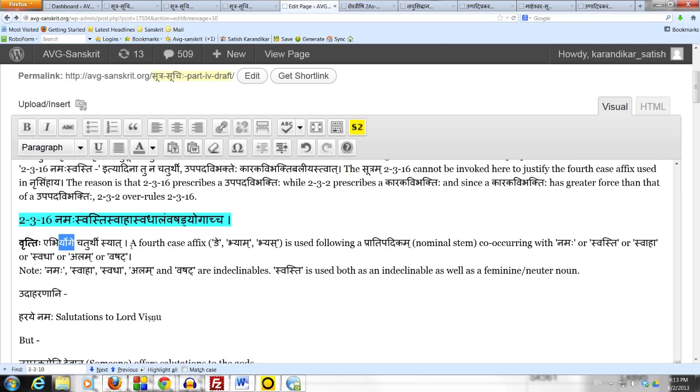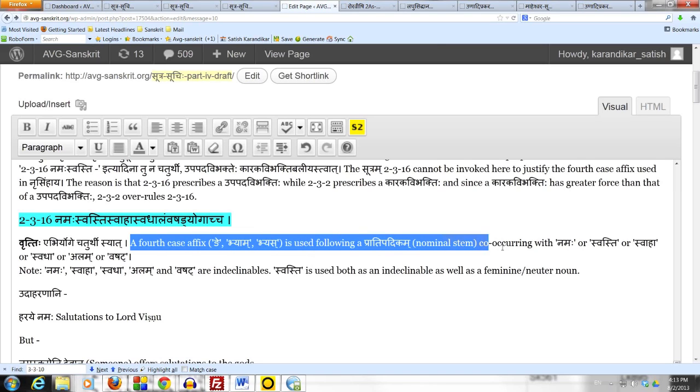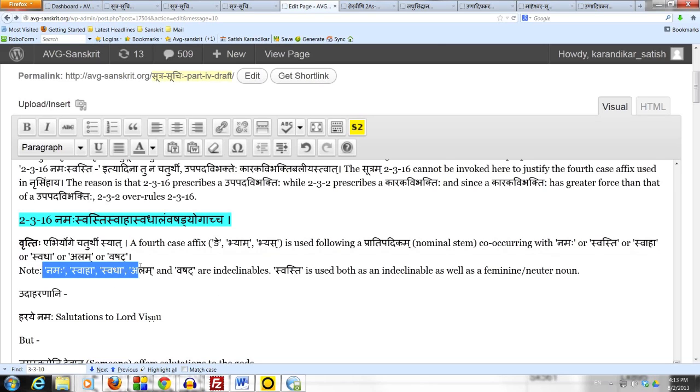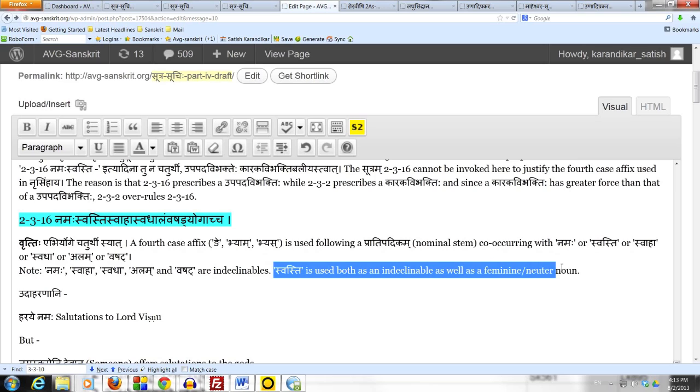So the meaning becomes: a fourth case affix is used following a pratipadikam, a nominal stem, co-occurring with Namah or Swasti or Swaha or Swadha or Alam or Vashat. Note that Namaha, Swaha, Swadha, Alam and Vashat are avyayani, indeclinables. Swasti is used both as an indeclinable as well as a feminine or neuter noun.